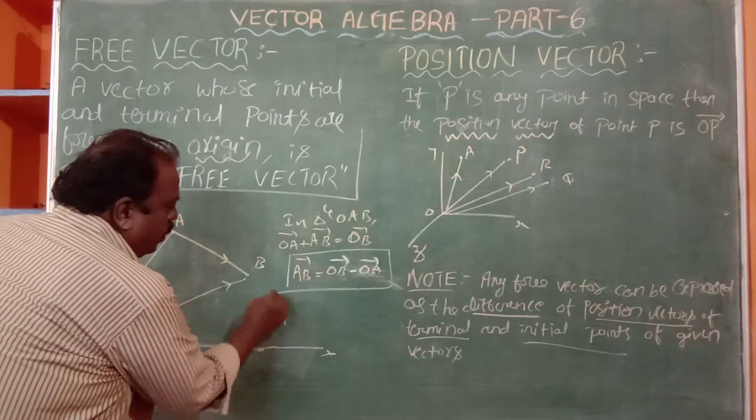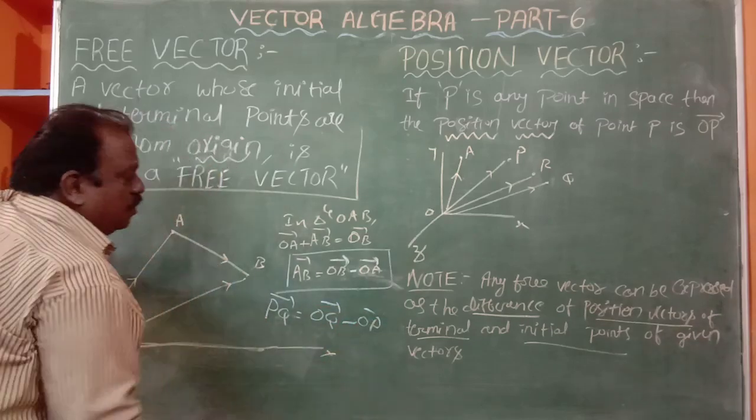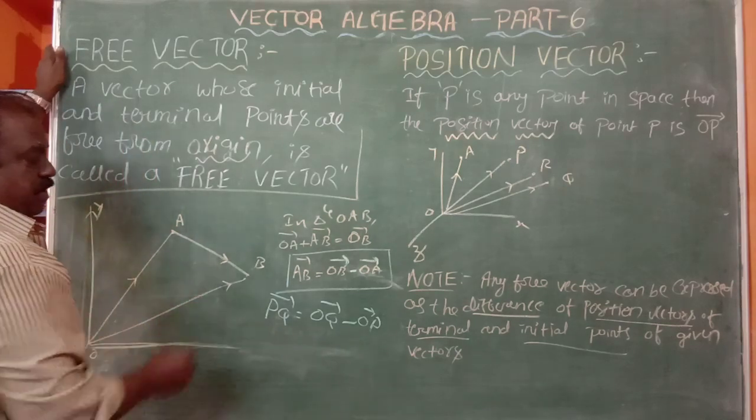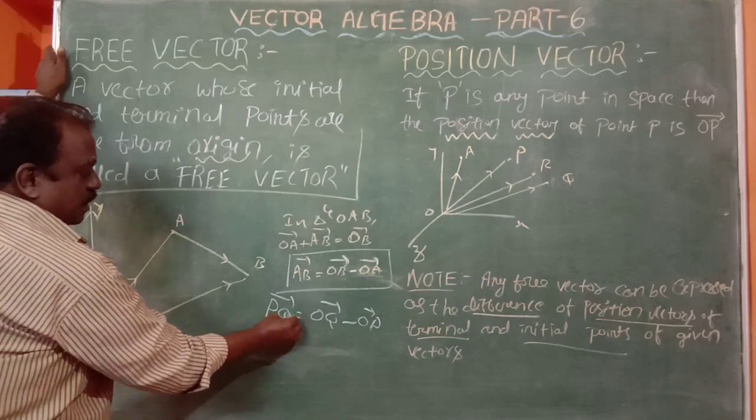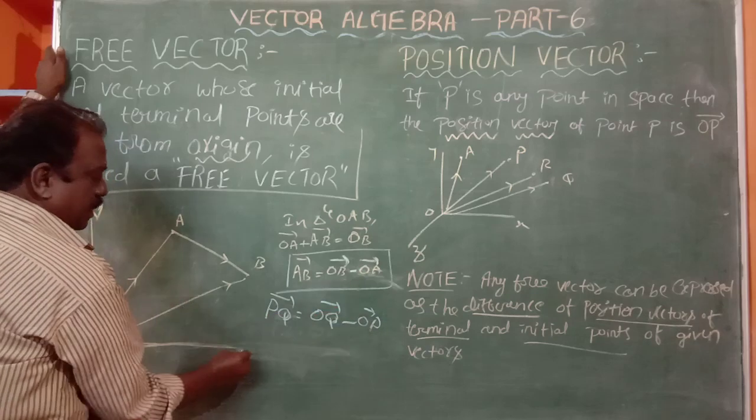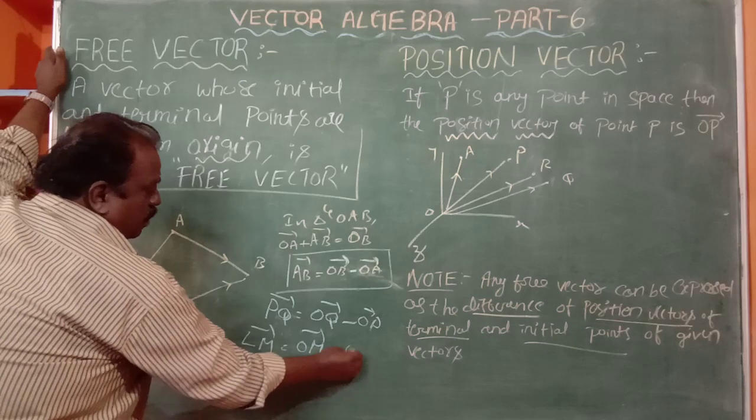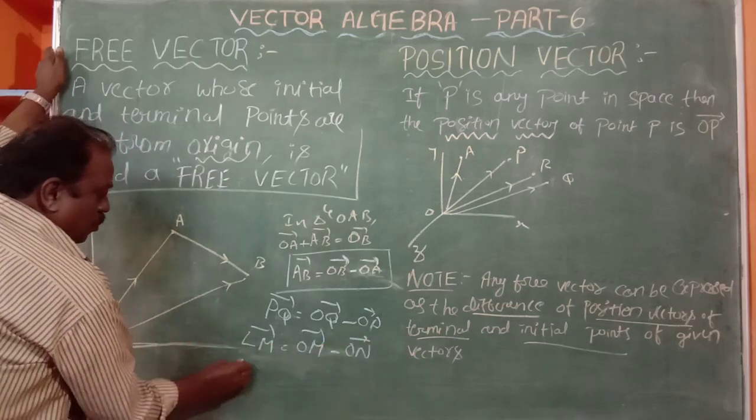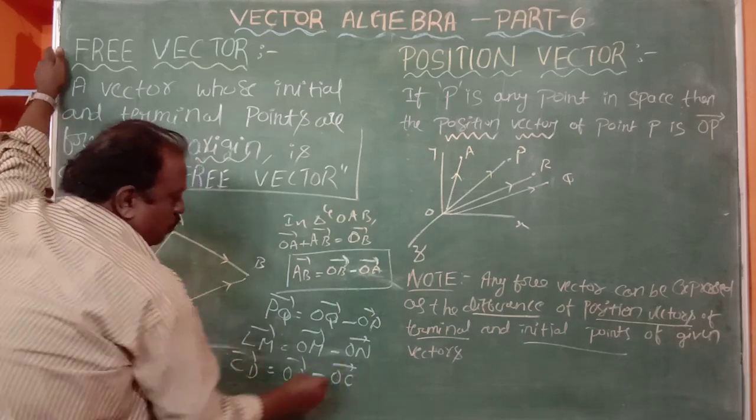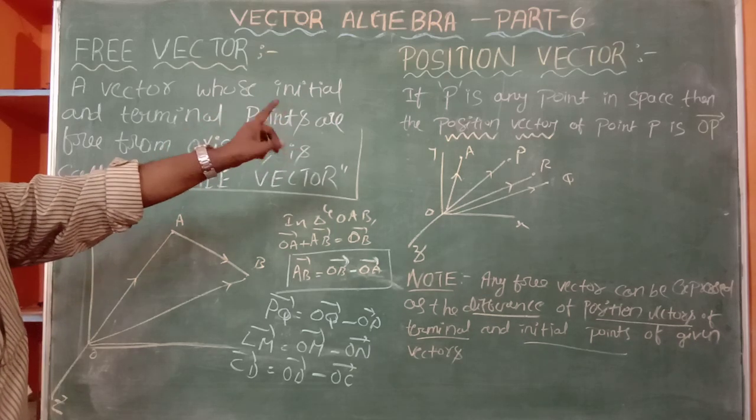Suppose what is PQ bar? It is OQ bar minus OP bar. You agree? PQ is a given free vector. It can be expressed as the difference of the position vectors of the terminal and initial points. Suppose LM bar, it is OM, the terminal point first, minus OL. Suppose CD bar, it is OD bar minus OC bar. Like that. First you learn that one.